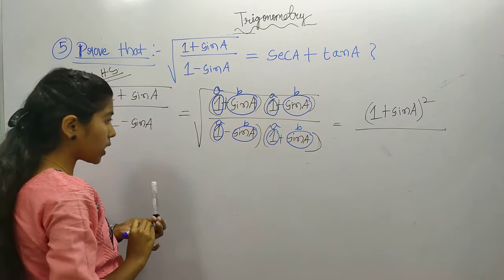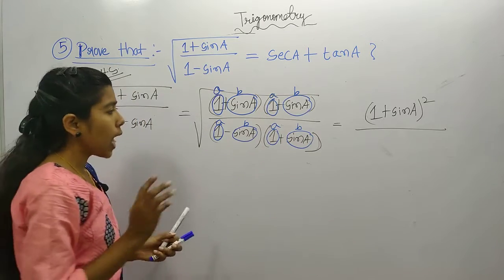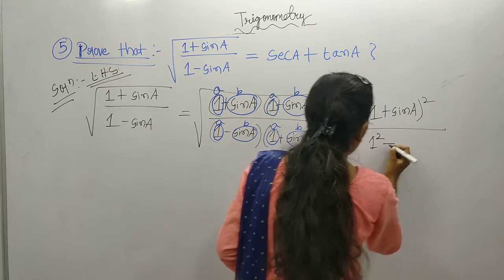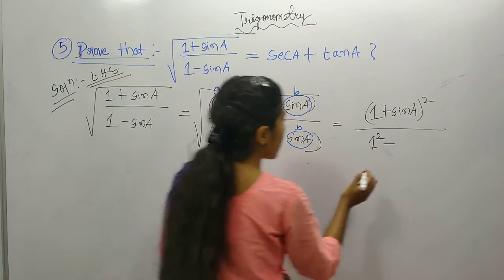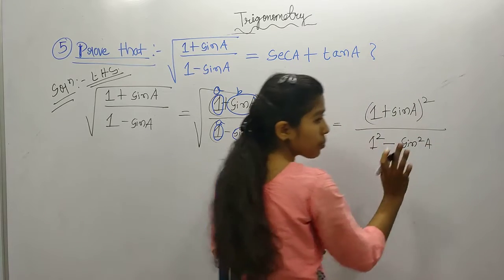So what is the formula? A minus B into A plus B is A square minus B square. So A square means 1 square, minus B square, B is sin A, means sin square A.